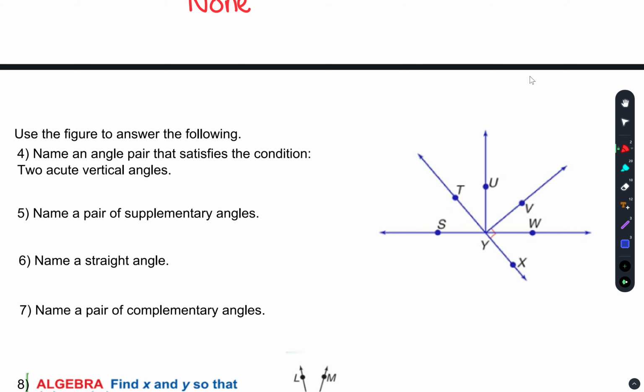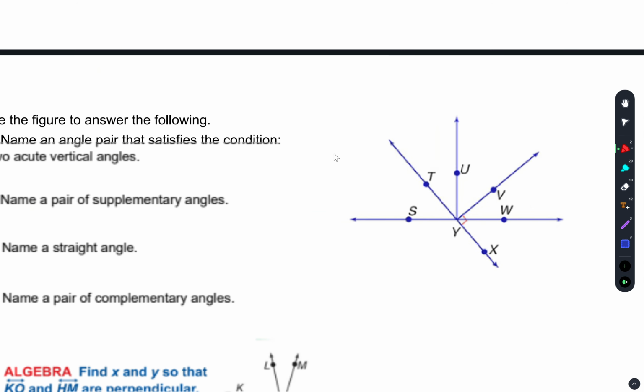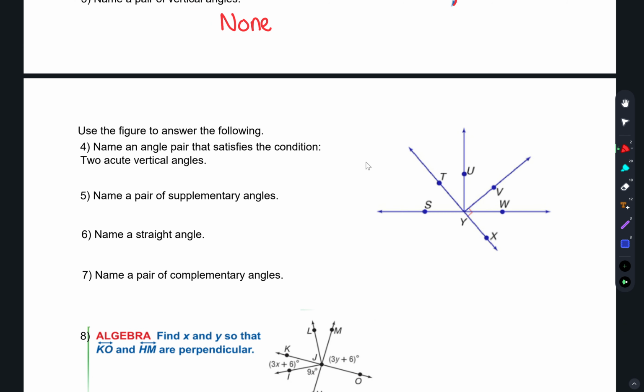Flip it over, next page. Oh my goodness. 2 acute vertical angles. Now this isn't a trick question. We actually do have acute vertical angles here. Do we see them? Where do you see them, Casper? Yep. What's the other one?